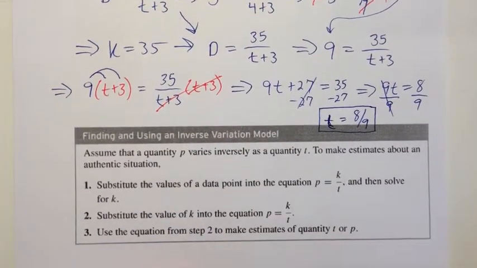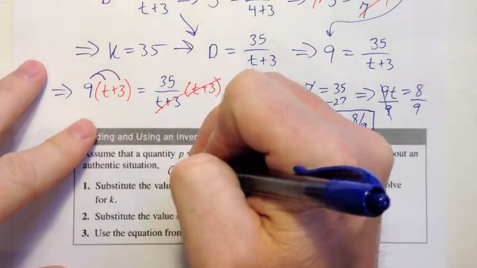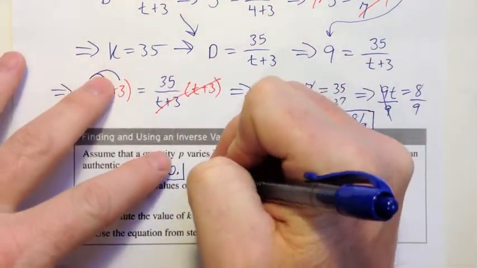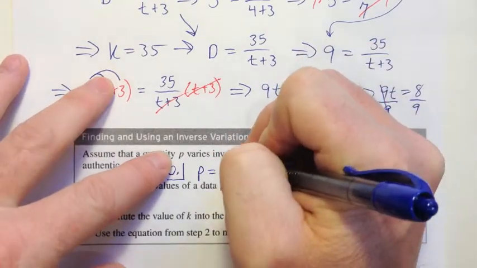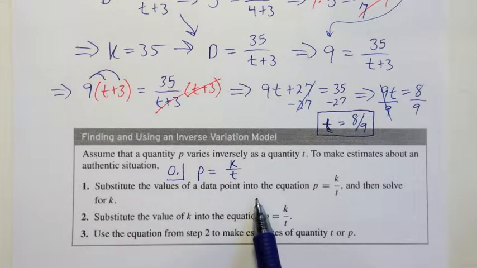Alright, so we just did a couple models, and here's the generic template for the directions on that. Assume that p varies inversely as the quantity t, just like I added that step 0 before, I'll do that here too. That would mean that p is equal to k over t, and then you would substitute the values of a data point, which would be values of p and t that they give you, into the equation and solve for k. Then you put that value of k back into your original equation, and then you can use that to make estimates for t or p depending on which they give you and which they're asking for.